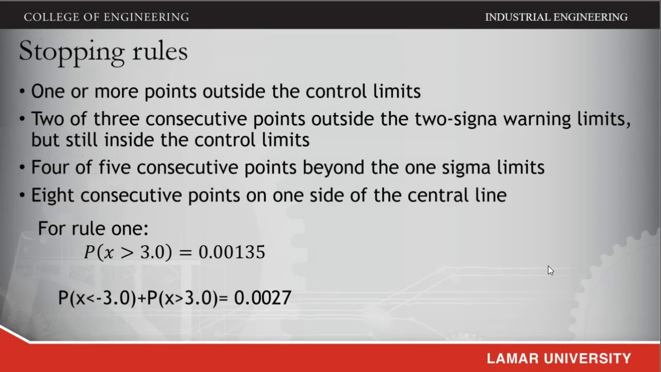Here you have some of the most popular stopping rules. The first one, and the most known, is 1 or more points outside of control limits at 3 sigma. The second rule would be 2 out of 3 consecutive points outside of the 2 sigma warning limits, but still inside the control limits. The next rule would be 4 out of 5 consecutive points beyond the 1 sigma limits. And the last one would be 8 consecutive points beyond the 1 sigma limits.